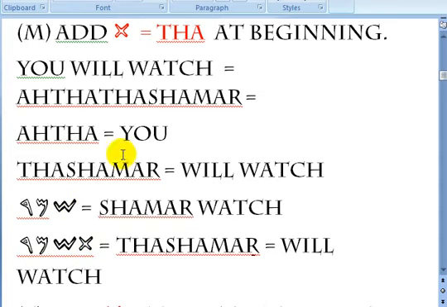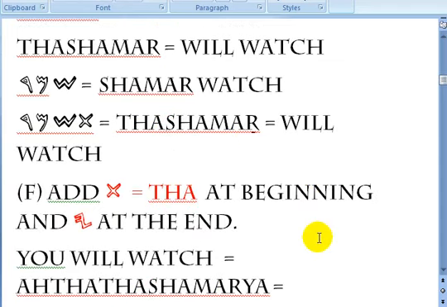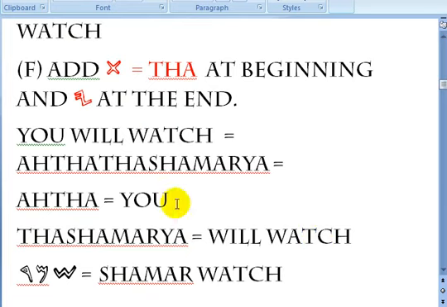Alright, so you will watch. Atha tha shamar. Atha is you, tha shamar will watch. Shamar is watch, and tha shamar as you see here is will watch. Now the feminine way of doing it is you add a tha at the beginning of the word, and then add a ya at the end.